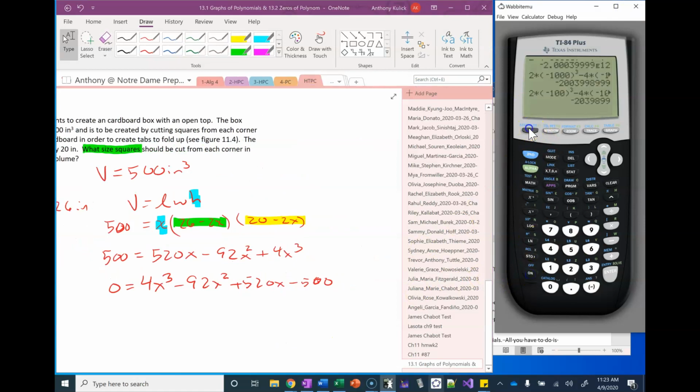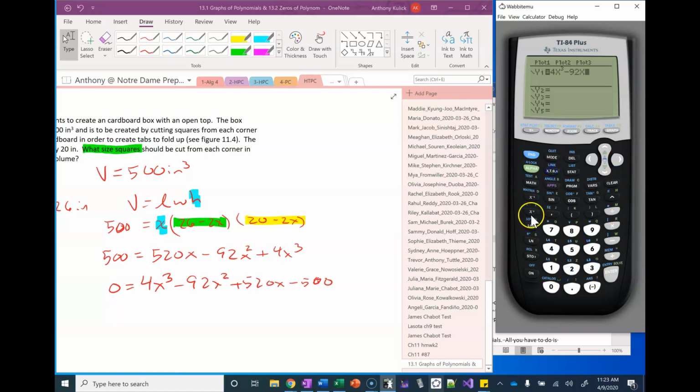So to solve this by graphing, I'm going to go ahead and type in my function here. 4x cubed minus 92x squared plus 520x minus 500.